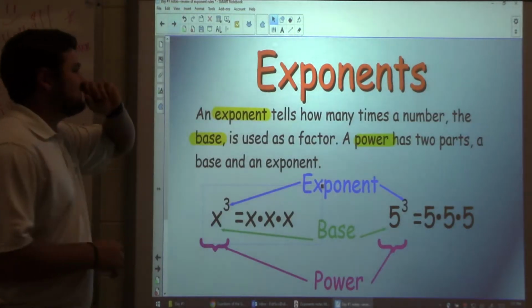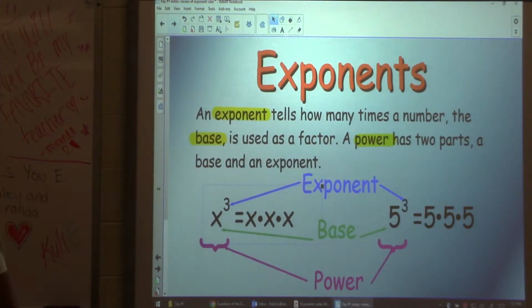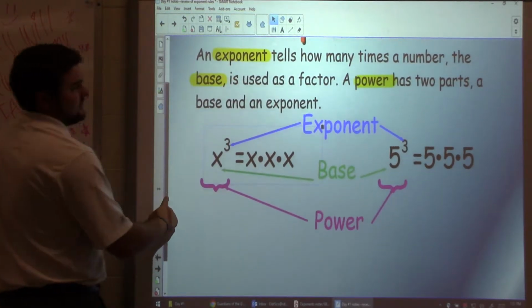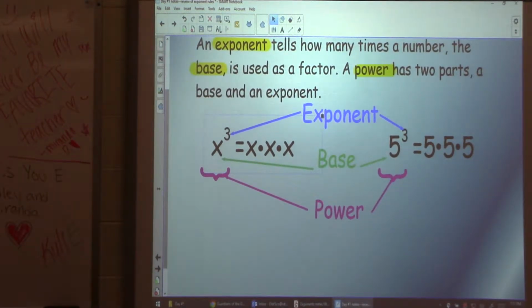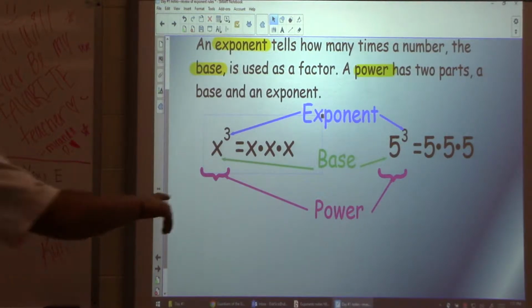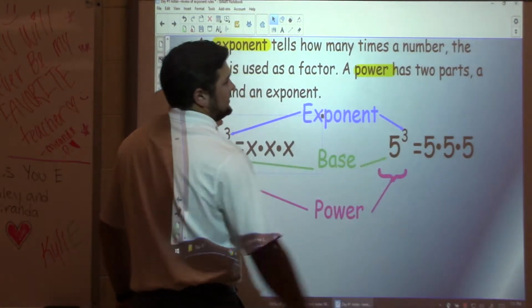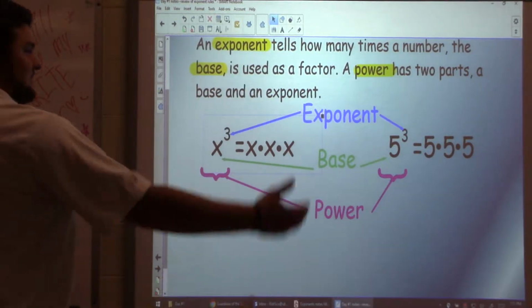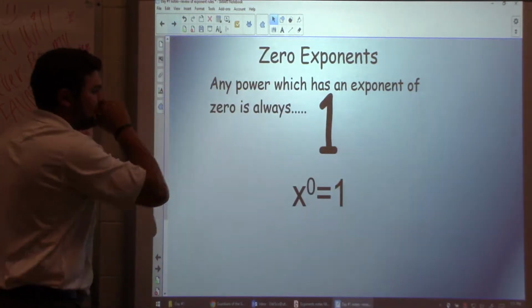So, exponents. First things first, we should all know what an exponent is. If you don't know what an exponent is, you are in the wrong class. Exponents tell us how many times a number, which is called the base, is used as a factor. So a power has 2 parts, a base and an exponent. The power is the whole thing. So the power is x cubed. The power is 5 cubed. The base is x or 5, and then the exponent is 3, obviously. X cubed means x times x times x. 5 cubed is 5 times 5 times 5. We should all know that already.